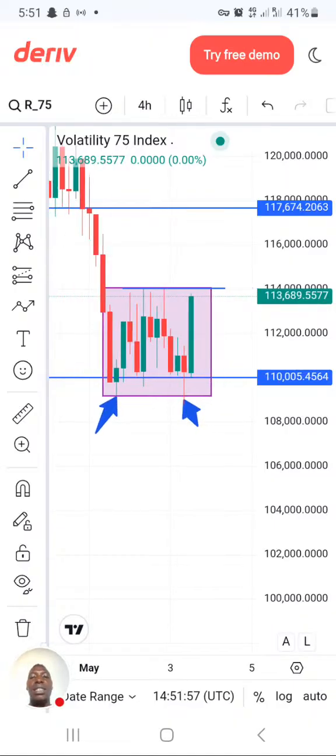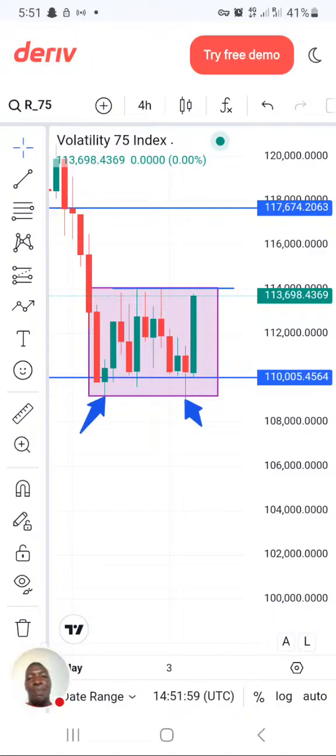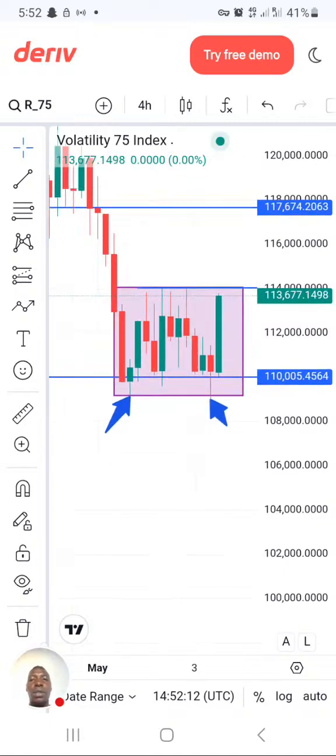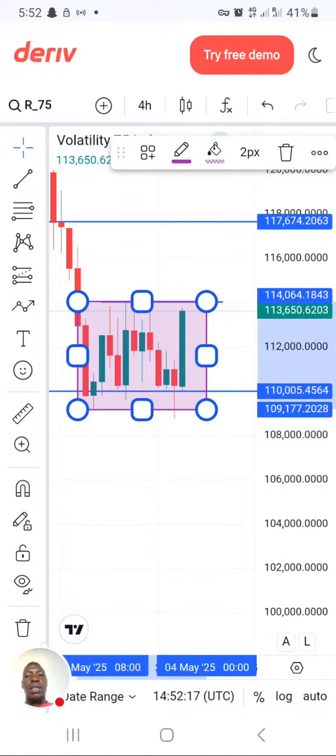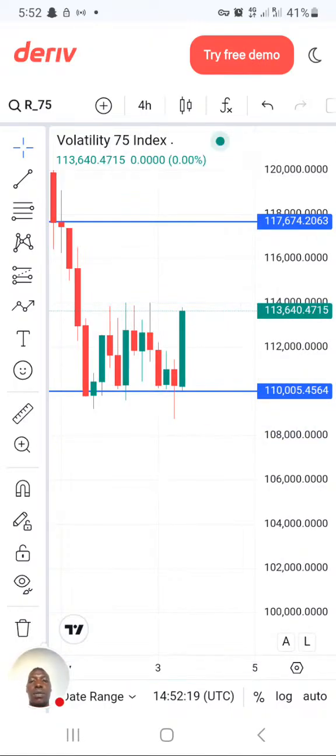Now you can see, this is a ranging place. So how do we trade in this ranging place? When we trade around this place, you can see now the market is going high and down. Let me delete this here so that I can show you exactly how you can trade around these areas.